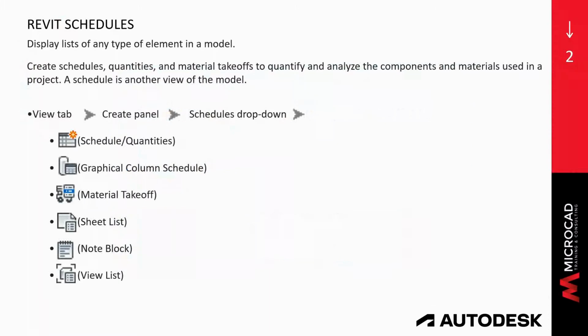When we talk about Revit schedules, you find them in the View tab. Under the Create panel, there is a schedule drop-down. You have the ability to create schedule quantities, which is the schedule that you're going to use to schedule any modeled elements in the project. You have the graphical column schedule for structural engineers. You can create material takeoffs out of Revit.